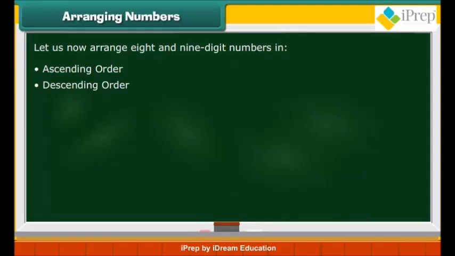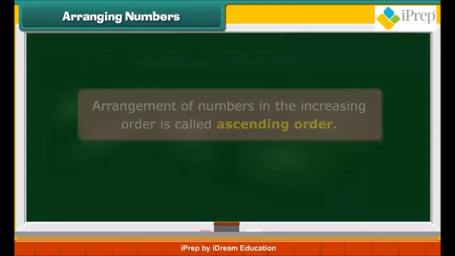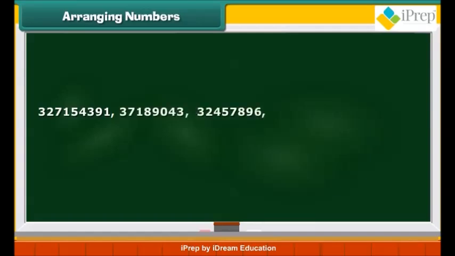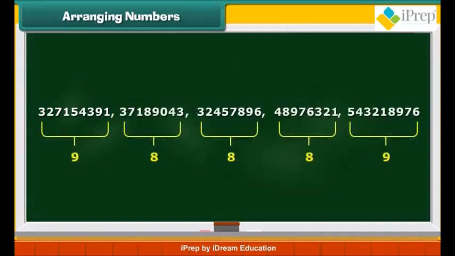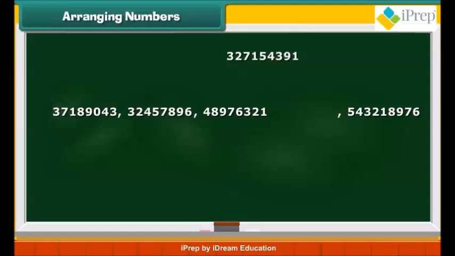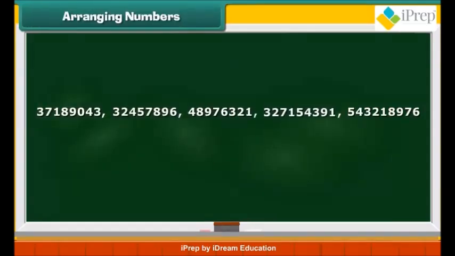Arranging numbers. Let us now arrange 8 and 9-digit numbers in ascending order and descending order. Arrangement of numbers in the increasing order is called ascending order. Consider these numbers. Count the digits in each number. The first and the last have 9 digits. The rest have 8 digits. Since we are arranging the numbers in ascending order, 8-digit numbers will come first, followed by 9-digit numbers.